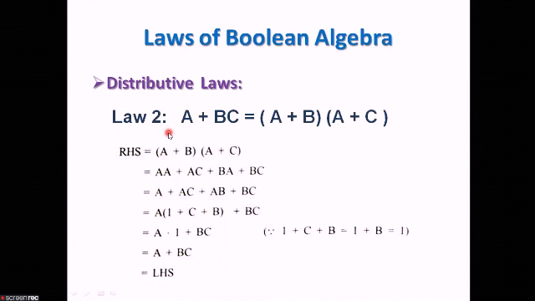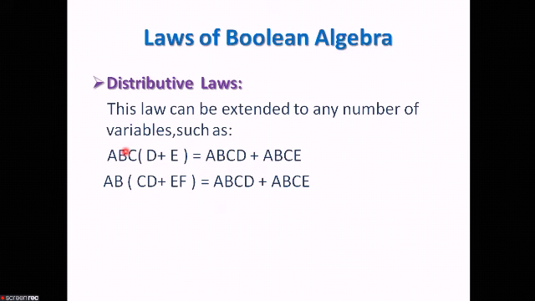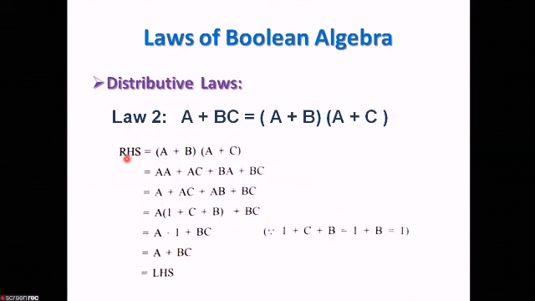In the previous slide, for example, the distributive properties are often used in the reverse. That is, if it is given AB plus AC, we can replace it by A into B plus C, and ABC plus ABD can be replaced as AB into C plus D. We can replace it like this. So, moving back to the second law.